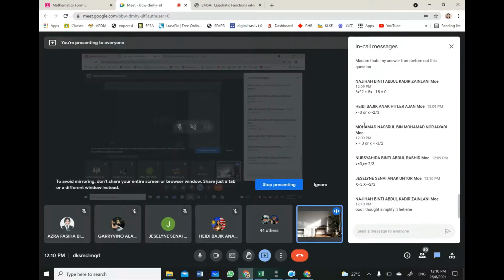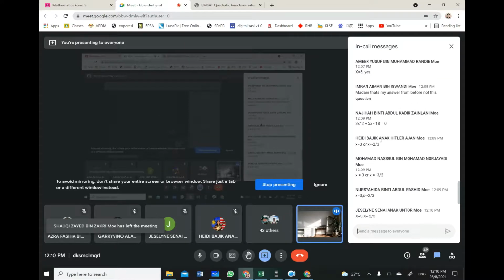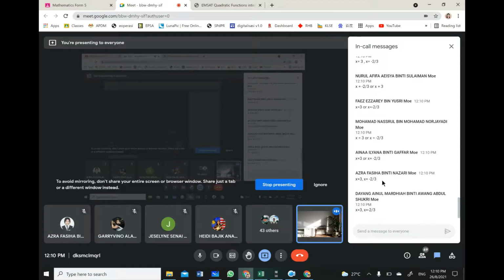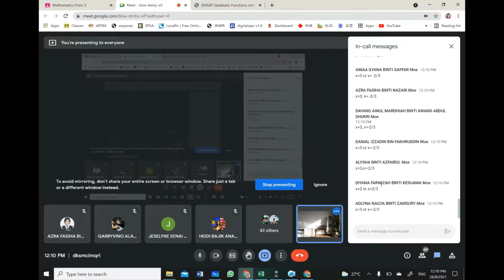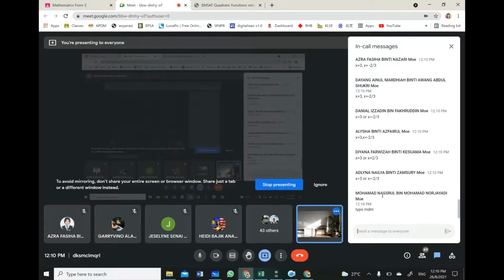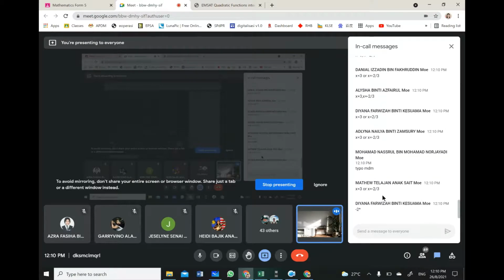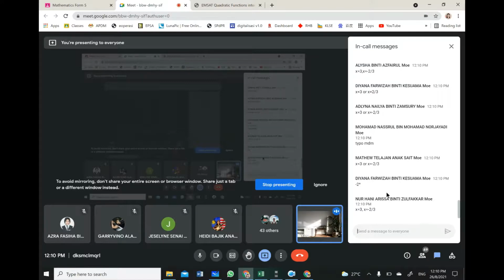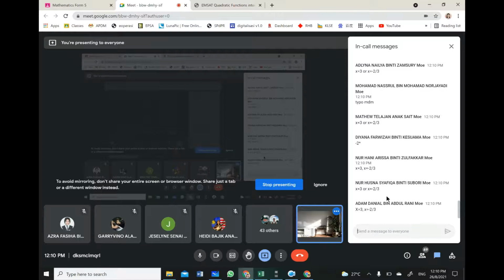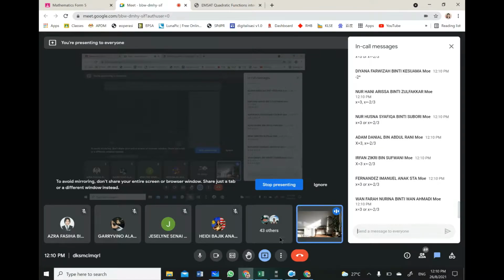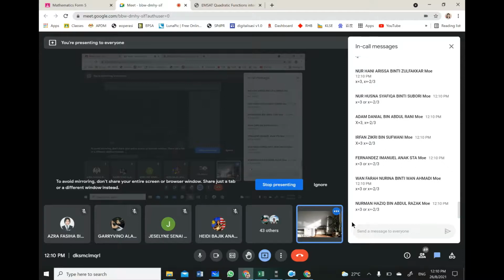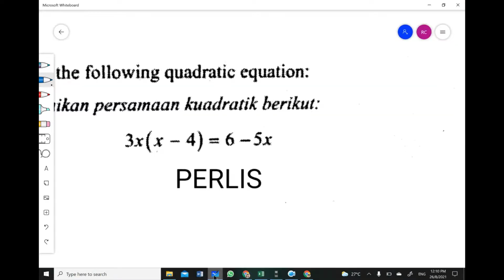Okay, we have Heidi, x equal to 3, negative 2 over 3. Nasru have negative 3 over 2. So it's 3 over 2 or 2 over 3? A positive 3 and a negative 2 over 3, Diana said. Some have negative 3. Okay, typo. Okay, Matthew have 3. Okay, Diana, correction already. Okay, good. I think most of you got it right. Okay, so we refer to the answer here.